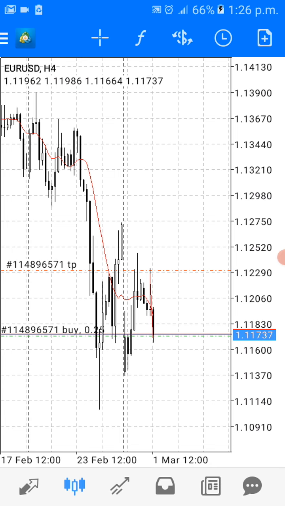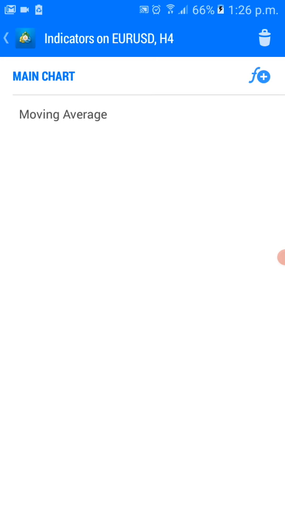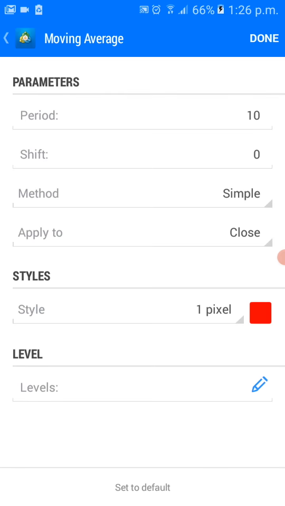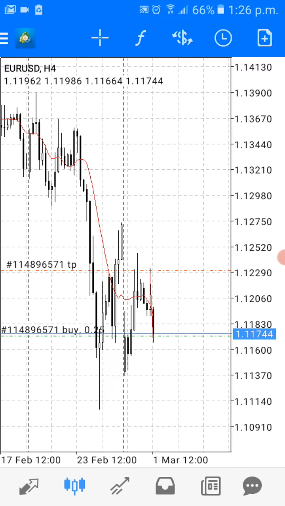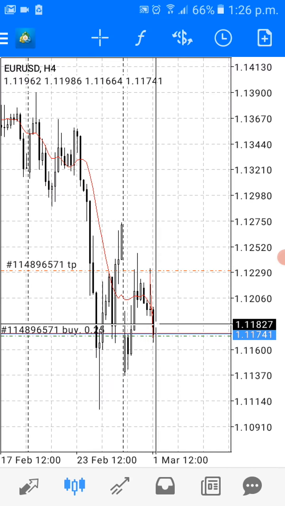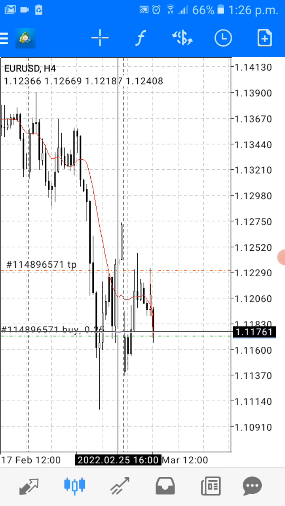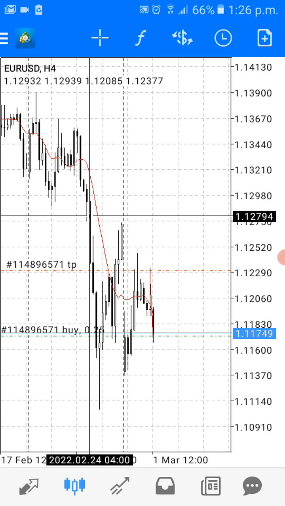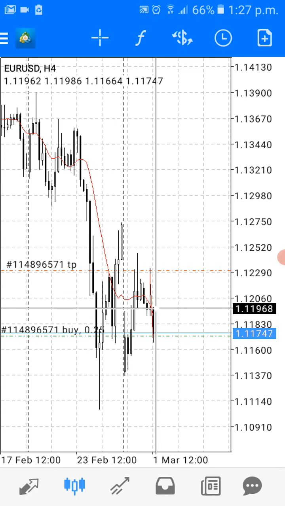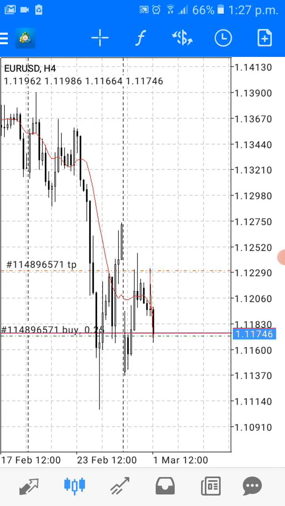So in this case, as you can see, we have one of them, moving average, and this is based on a 10 period, shift zero, simple method applied to close. So the period is 10, meaning that it calculates the previous closing price of each and every candlestick bar, 1, 2, 3, 4, 5, 6, 7, up to 10, and then it calculates the average close, and then it's able to print out this line which you keep on seeing here in red, right? So you can add as many as you want for each guide.